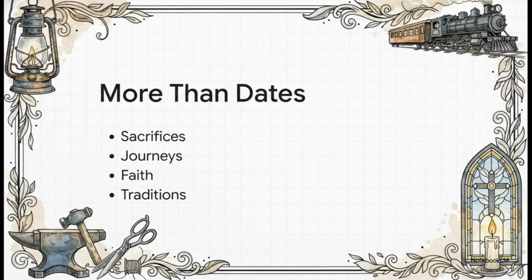Because what we really want to preserve isn't just a list of names and dates on a static pedigree chart, right? A birth date doesn't tell you how bitterly cold the winter was that year. A death date doesn't show you the massive gap someone left behind in their community. We want to preserve the sacrifices, those incredible immigration journeys, the occupations, the faith, the traditions, the things that actually make up your true family narrative. We're trying to make the leap from static data to a living, breathing story.